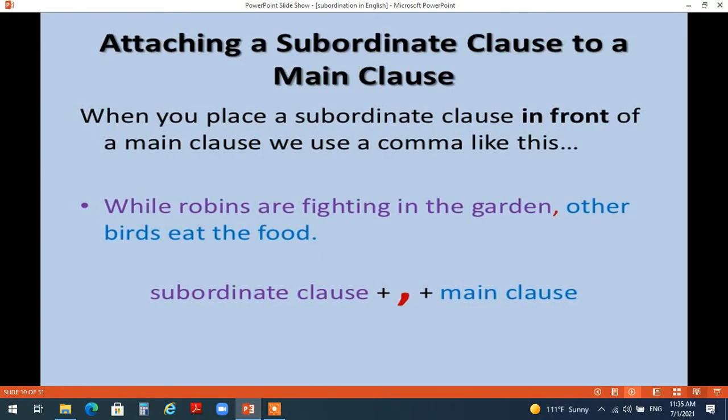from the independent clause. So while robins are fighting in the garden, you find here that we put a comma. Then we continue by putting the independent clause. So here the structure is you have a subordinate clause plus a comma plus the main clause. This is an important rule to be followed.